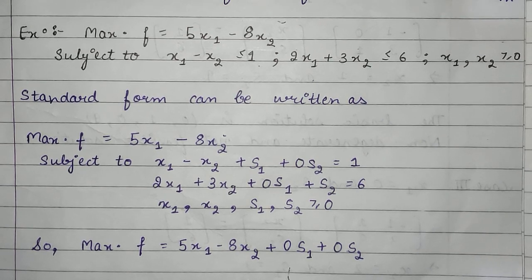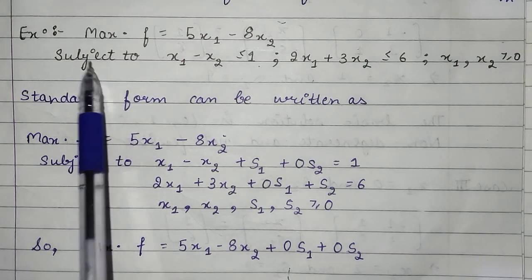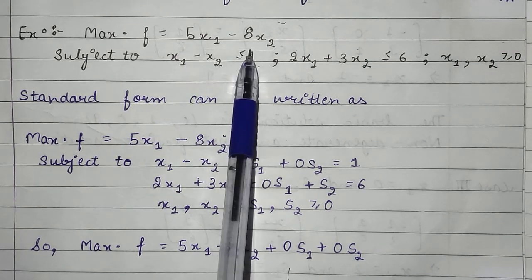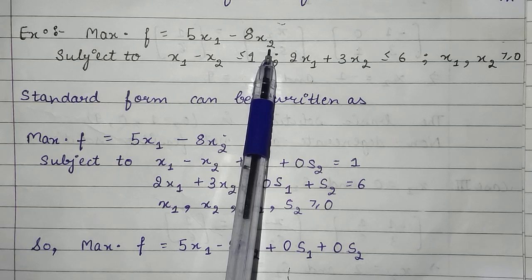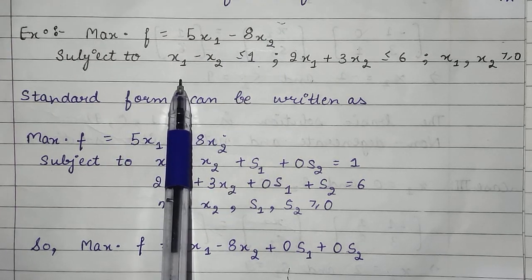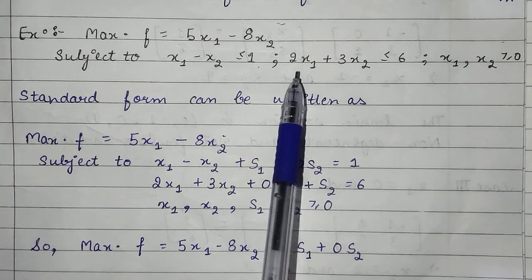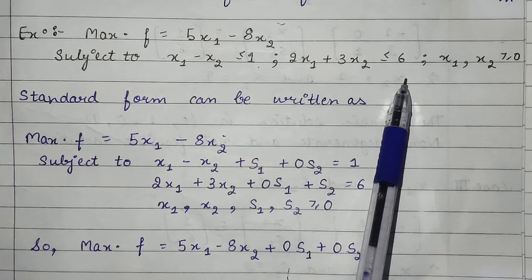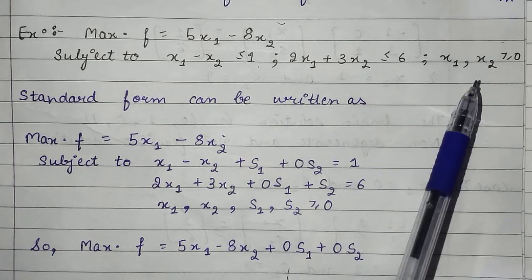So in this video we will discuss the algebraic method. The given problem is: maximize f = 5x1 - 8x2, meaning we have to find the maximum value of this function, subject to some conditions: x1 - x2 ≤ 1, 2x1 + 3x2 ≤ 6, where x1 and x2 ≥ 0.